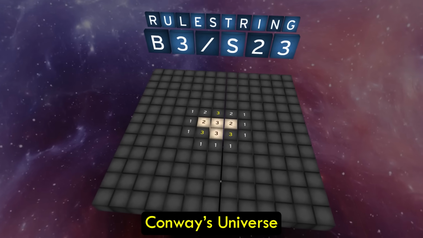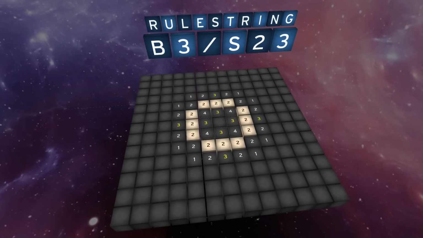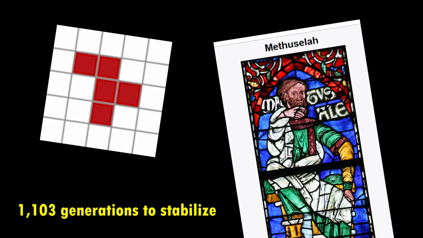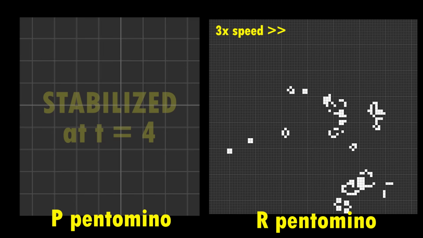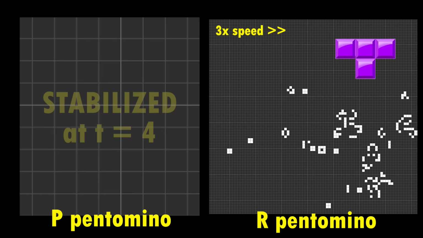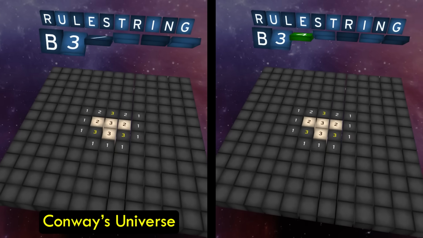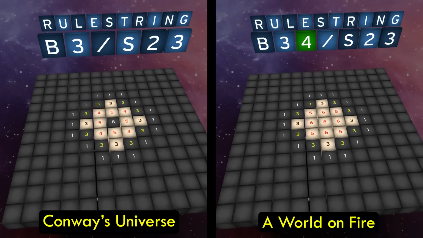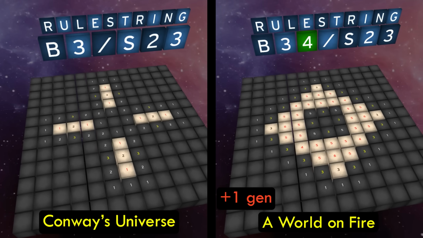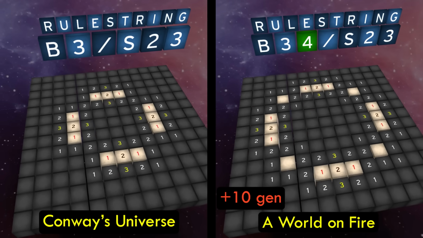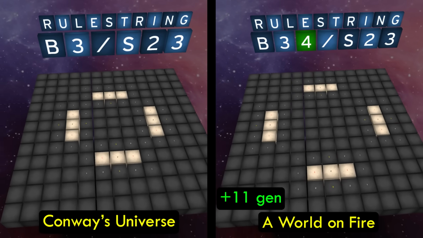See, in Conway's universe, this tetramino is a common predecessor of the traffic light, which is a formation of 4 blinkers. Remember when we watched the R pentamino's 1,000-generation lifespan? Along the way, it produced and destroyed multiple traffic lights, which just shows how common this T tetramino is. But what does the same tetramino evolve into in A World on Fire? Well, their trajectories start pretty similar, and surprisingly, even though it takes 11 generations longer, the T tetramino also evolves into a traffic light in AWOF.